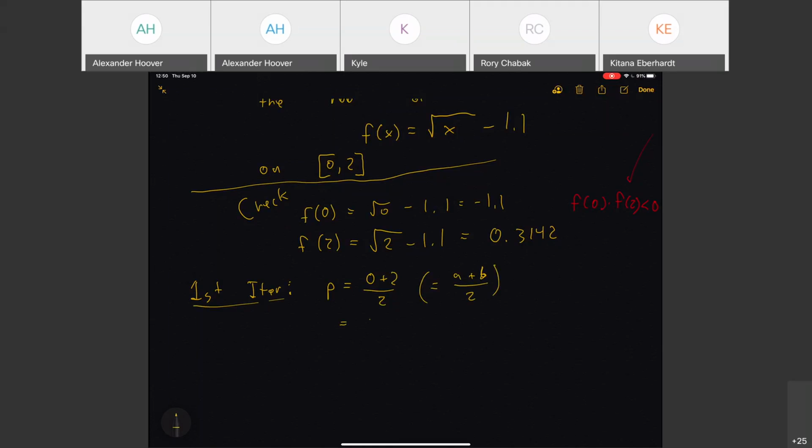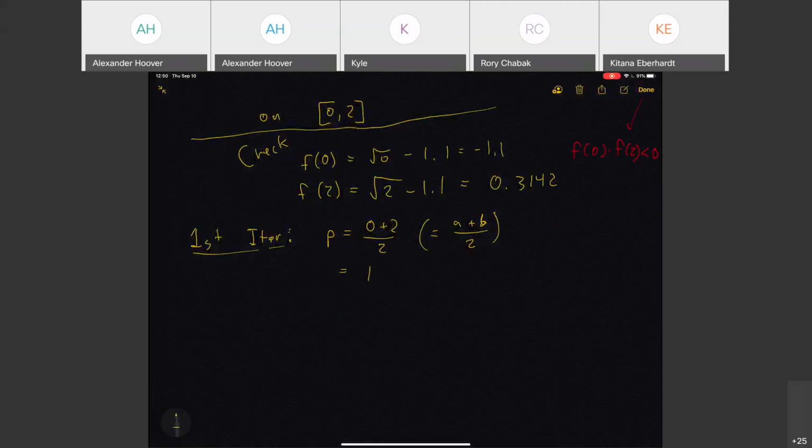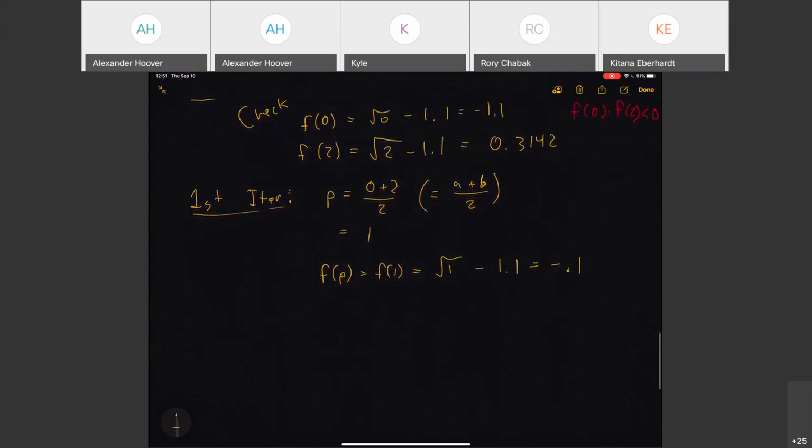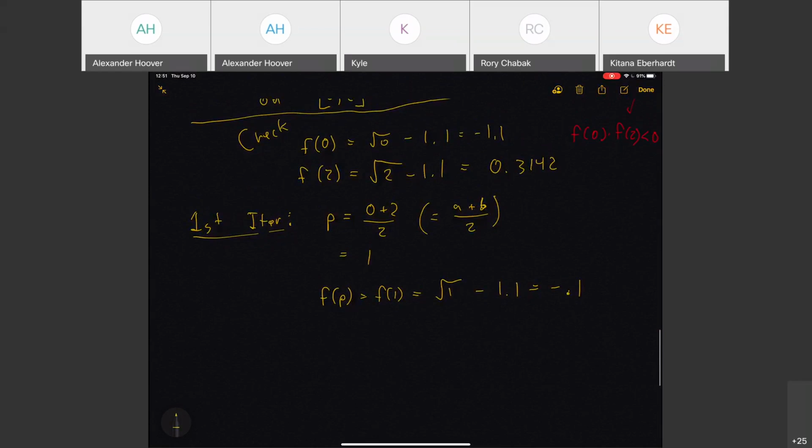And so we know that p is going to be equal to 1. Let's evaluate f at p. So that's going to be square root of 1 minus 1.1, so negative 0.1. Beautiful. All right. So doing the check, by the way, let's maybe state that a is equal to 0 and b is equal to 2 in this instance.